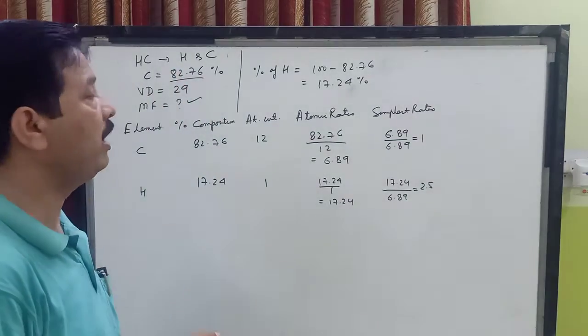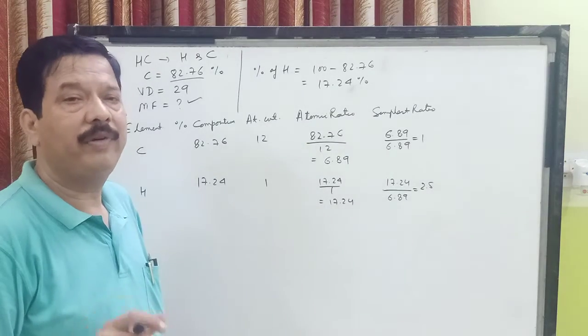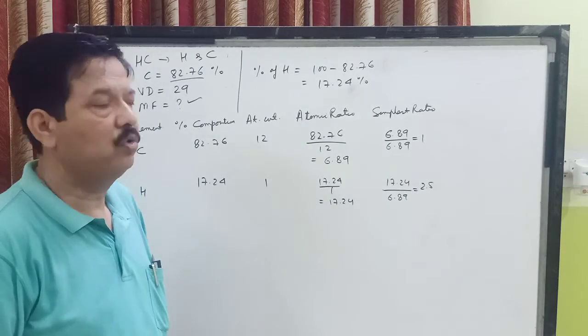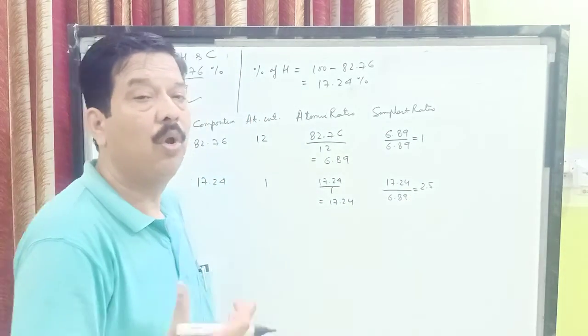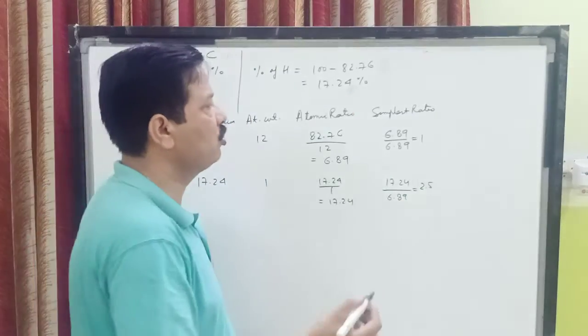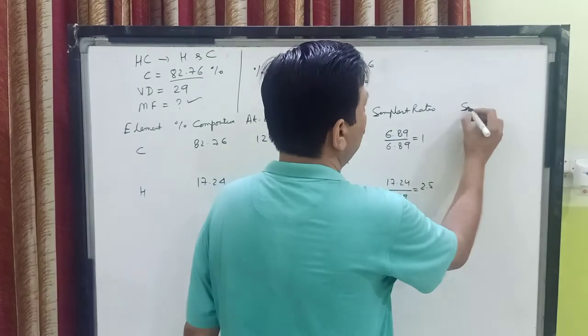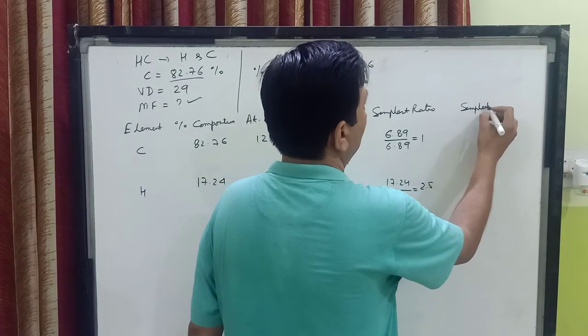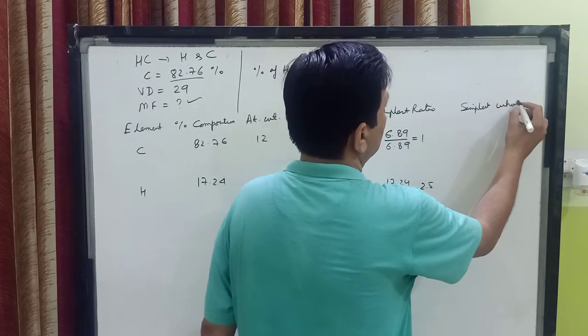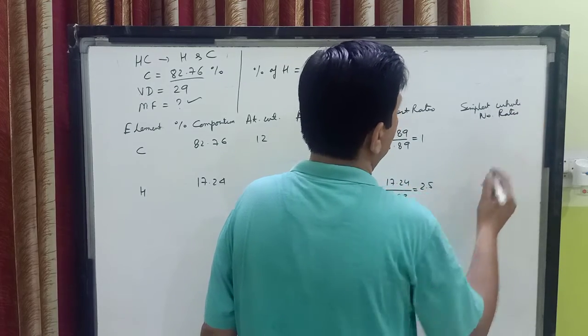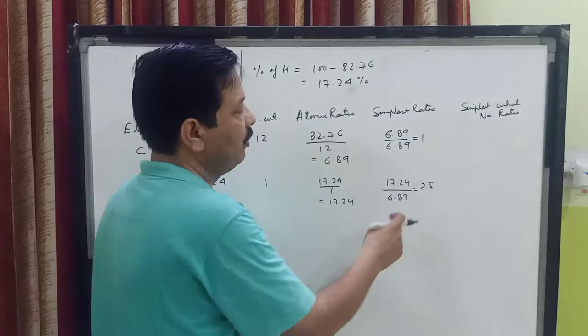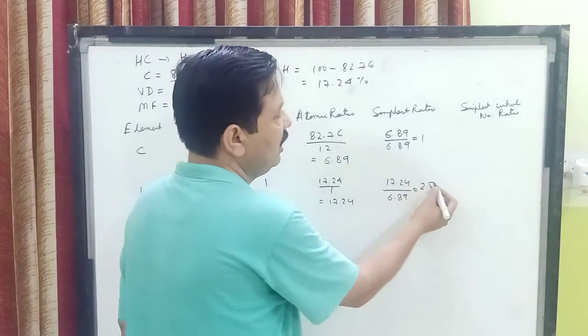Now children, when this value comes out to be a decimal, one thing is very clear: you cannot have atoms of elements in fractions. So we have to make this into a simplest whole number ratio. So we add one more column, that is, simplest whole number ratio. And children, how can we get a simplest whole number ratio? If we divide both these by 2.